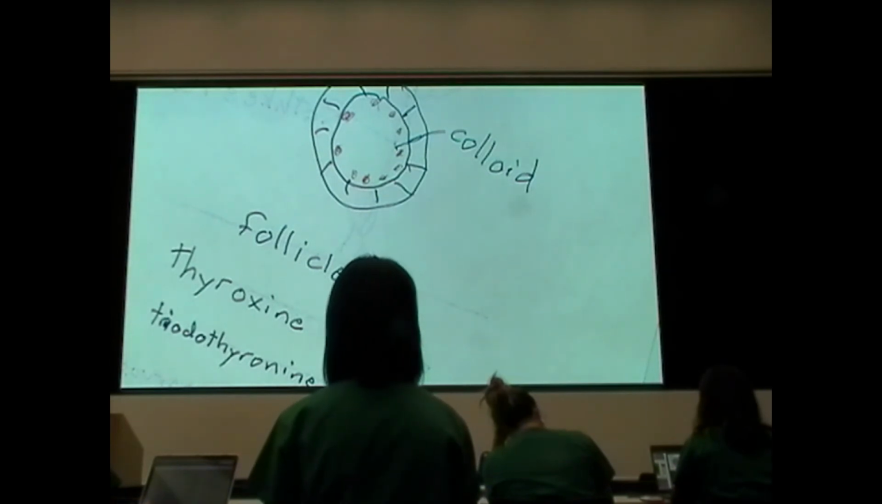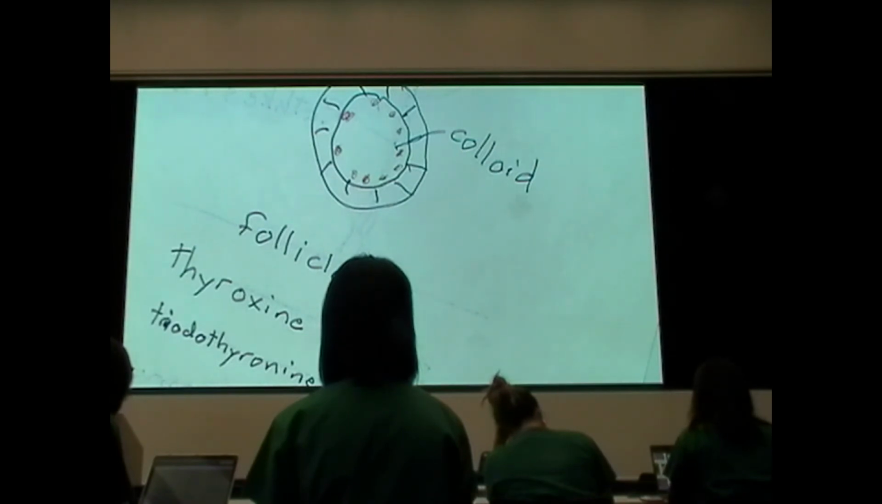Well, if you keep adding thyroglobulin to the follicles, they're going to increase in size. And the thyroid will get bigger and bigger. And that is essentially what happens in the condition that is known as goiter. Goiter is due to a deficiency of iodine, a very common condition, especially in Europe.